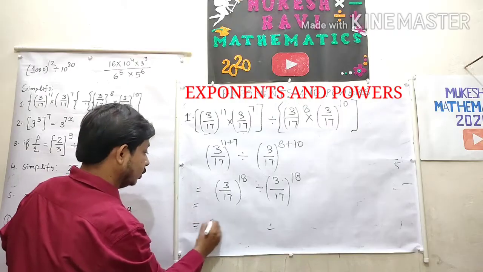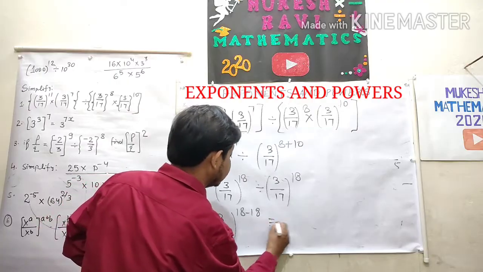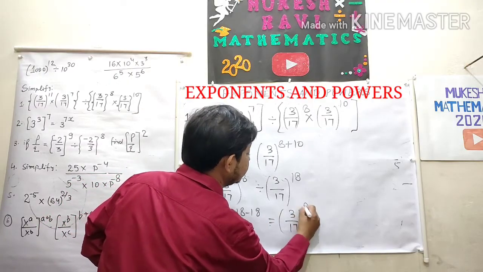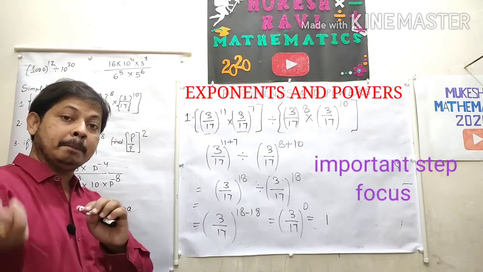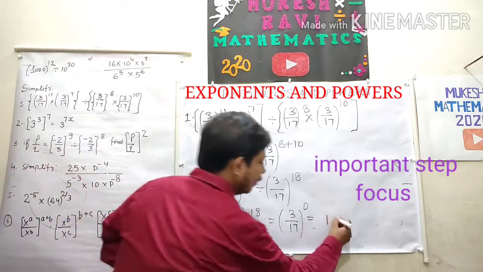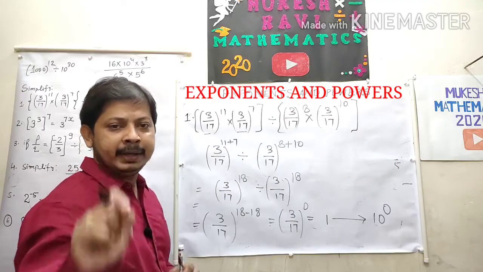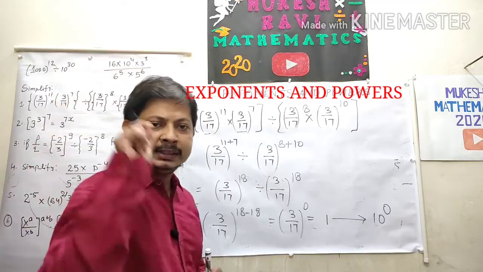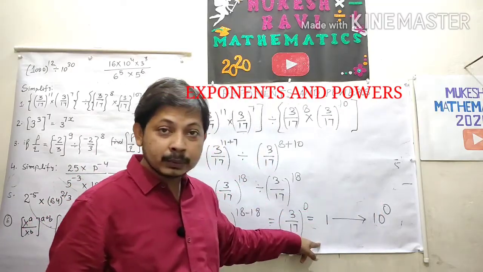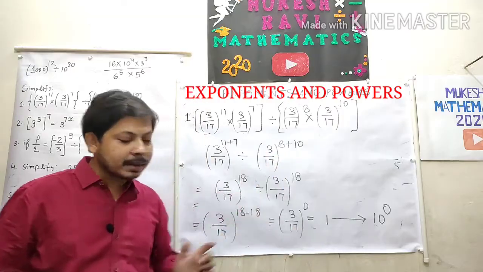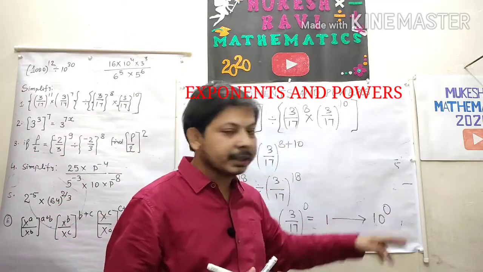So we can write here 3 by 17 to the power 18 minus 18, that is 3 by 17 to the power 0, that is 1. And now we have to represent this value in terms of 10. Very simple. We can write here 10 to the power 0, this is also equal to 1. Any base having power 0 always gives 1. If the question asks to write in terms of the power 2, it is 2 to the power 0. So many students ask me this type of question, saying, sir, please give me a message to solve. So it means they don't know the basic concept of 10 to the power 0.